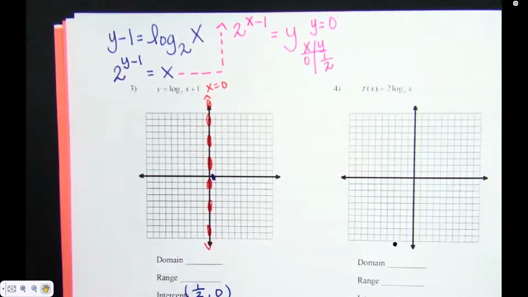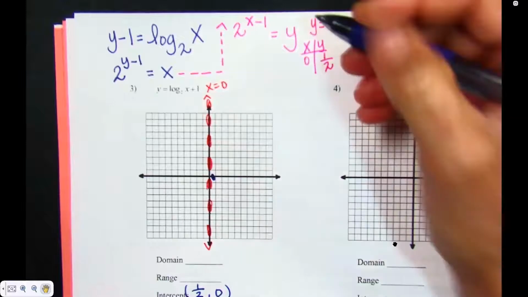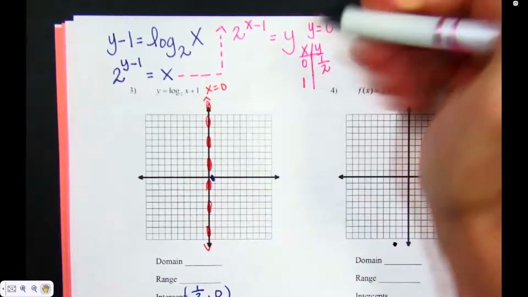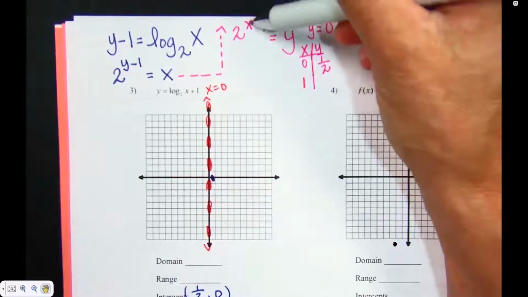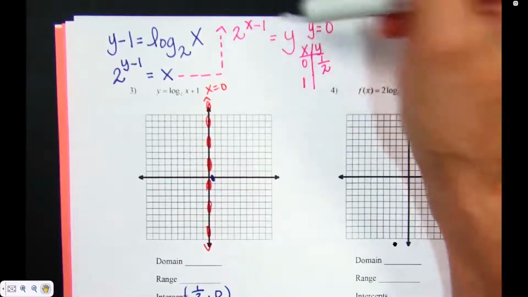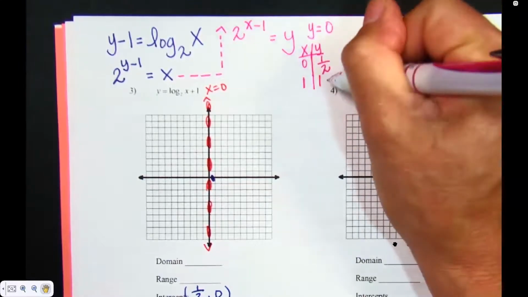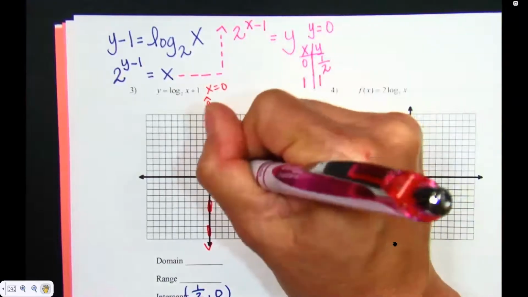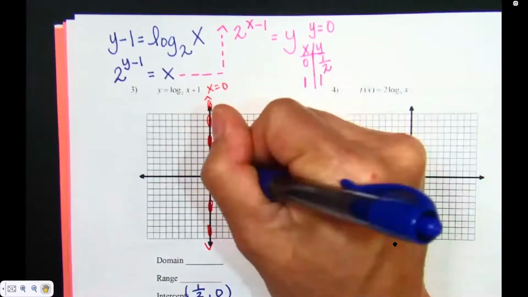Also, if you want to take a look at some other ordered pairs that would go on this graph, let's go ahead and plug in a 1. When I plug in a 1 right here, this would be 1 minus 1. It would be 2 to the 0 power. Anything to the 0 power is 1. So another ordered pair would be 1, 1.